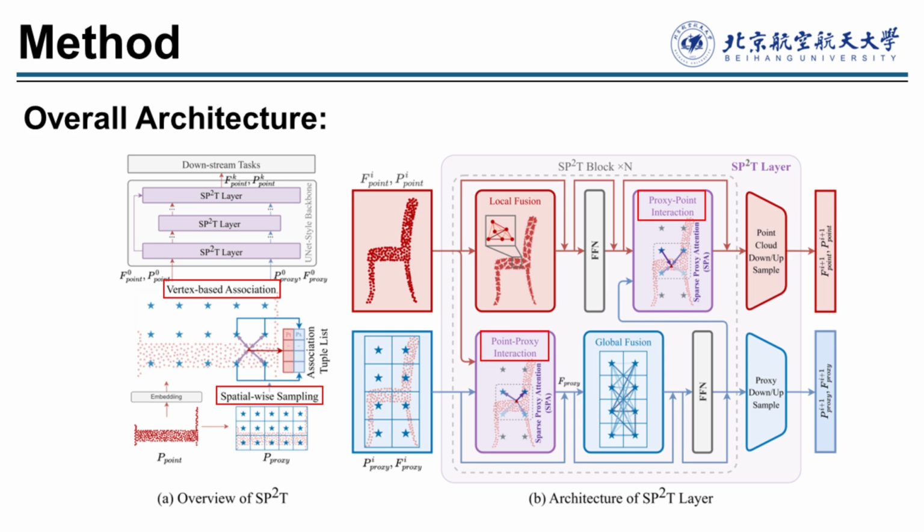SP2T is a dual-stream network designed specifically for point clouds. After spatial-wise proxy sampling and vertex-based association connect points and proxies, the model extracts features through several SP2T layers, each made of multiple SP2T blocks. These blocks enable efficient information exchange between the point and proxy streams. Finally, up or down sampling modules refine the point and proxy features, producing a balanced representation of both local details and global structure. Next, I'll explain the 3 key components that make this architecture effective: the spatial-wise proxy sampling, vertex-based association, and sparse proxy attention.